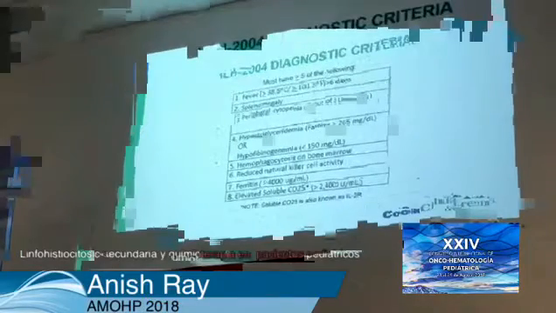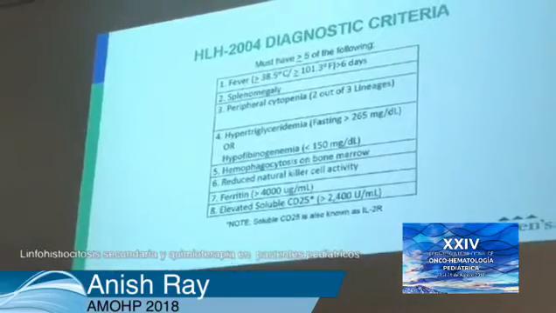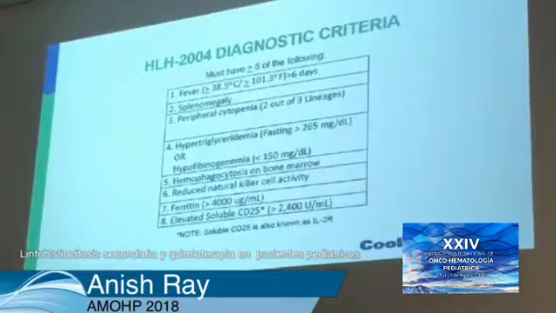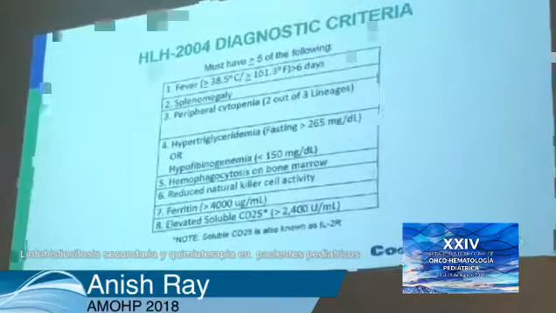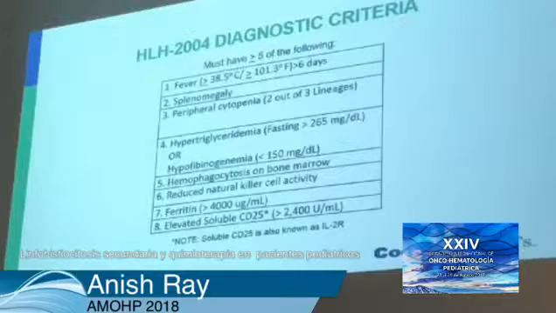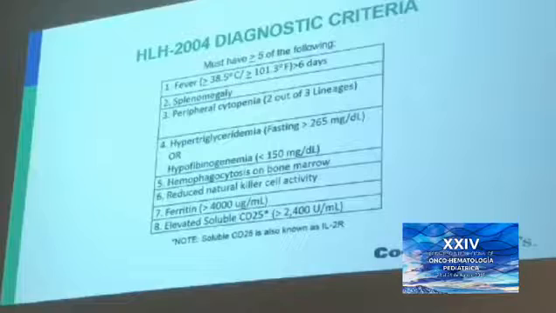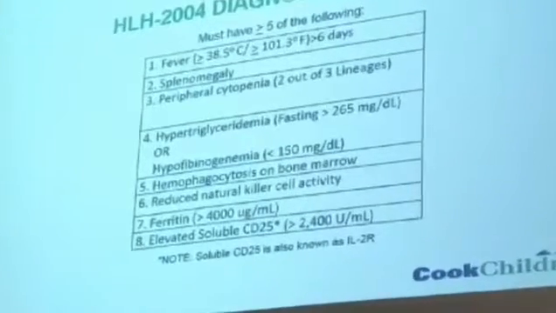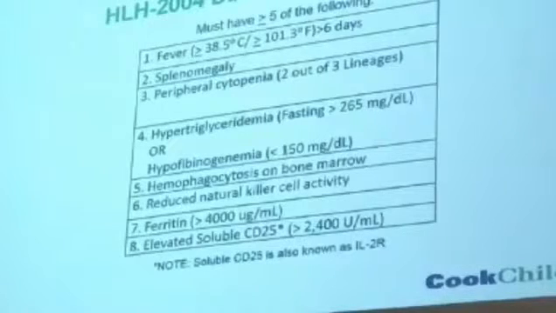Other things such as NK cell activity, these are sophisticated lab testing, like I said, take weeks to months to come back, so I don't think we should wait for these results to come back before we make a diagnosis. But ferritin is an easy lab test that can be done and can be reliably used to diagnose patients with primary or secondary HLH. If you look at the overall list of these symptoms, a lot of them are non-specific.